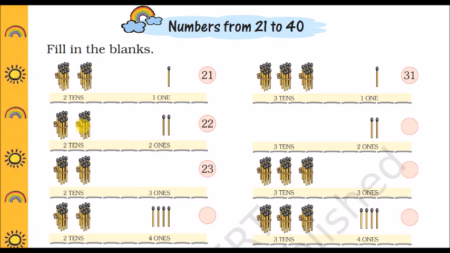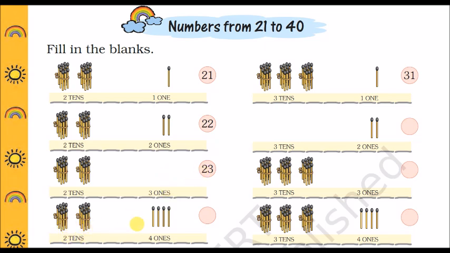10, 20, 21 and 22. 2 tens and 3 ones. 1, 2 and 3. कितने हो जाएंगे? 10, 20, 21, 22 and 23.